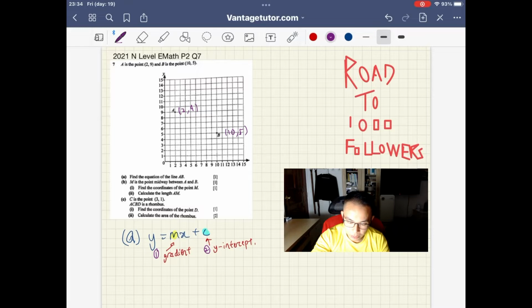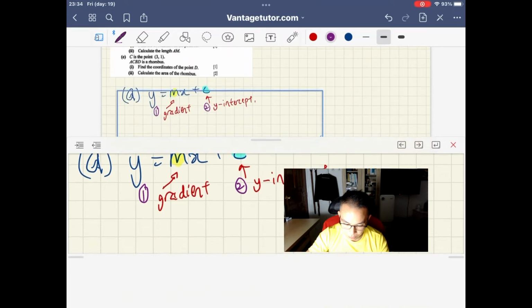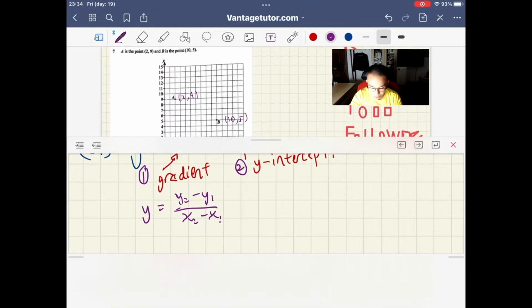So how do I find my gradient? As some of you rightly pointed out, the formula is m equals y2 minus y1 over x2 minus x1. All I need to do right now is refer to my points, (2, 9) and (10, 5). I need to be consistent. If I let B (10, 5) be my (x2, y2), then I must follow accordingly.